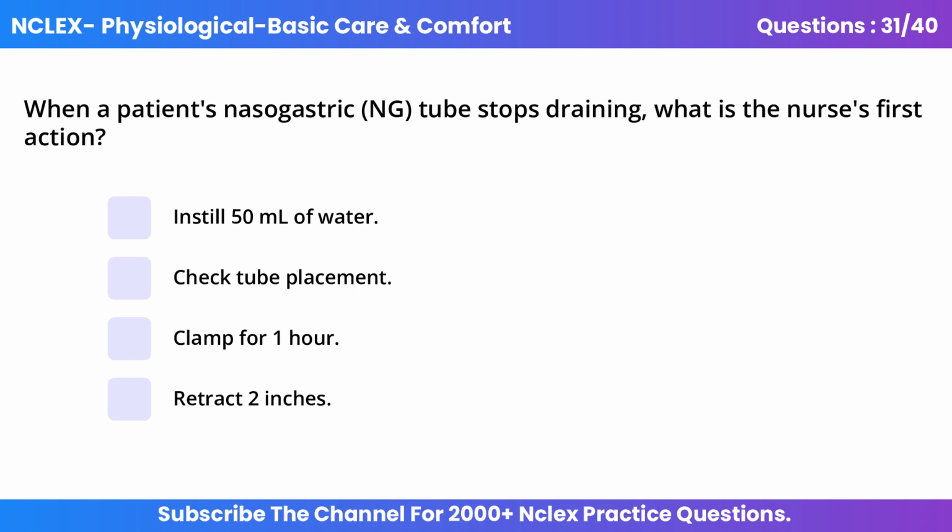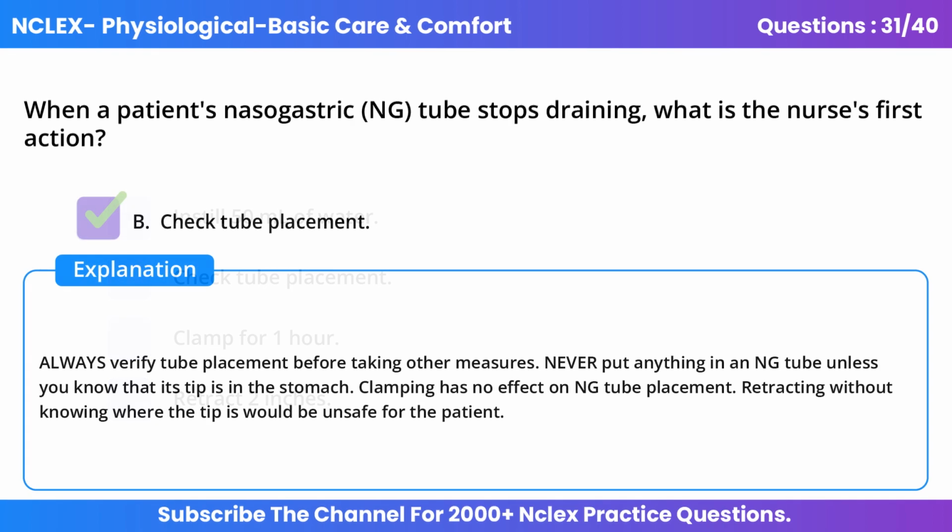Question 31. When a patient's nasogastric (NG) tube stops draining, what is the nurse's first action? B. Check tube placement. Always verify tube placement before taking other measures. Never put anything in an NG tube unless you know that its tip is in the stomach. Clamping has no effect on NG tube placement. Retracting without knowing where the tip is would be unsafe for the patient.